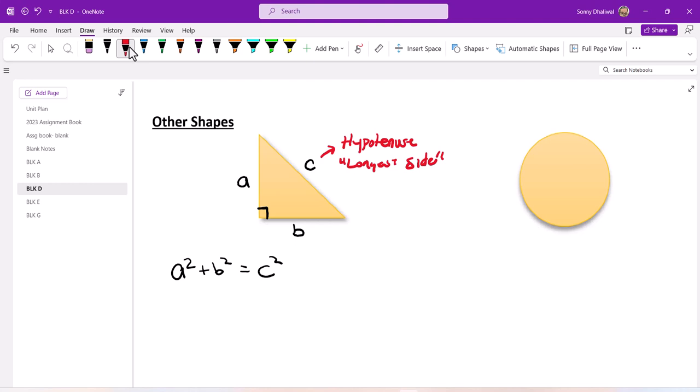Right? And it's always across from this little 90 degrees, right? It didn't matter about the other two. We called them legs last year, right? If you mixed up A and B, it didn't matter. But C was the longest side. So we used this relationship. You remember what it's called?